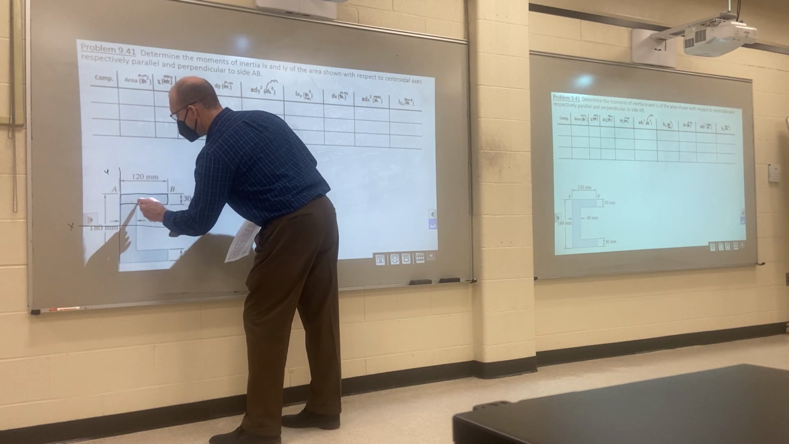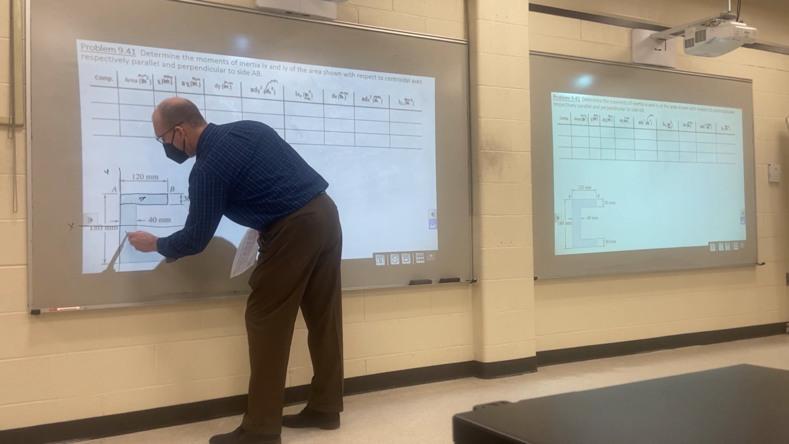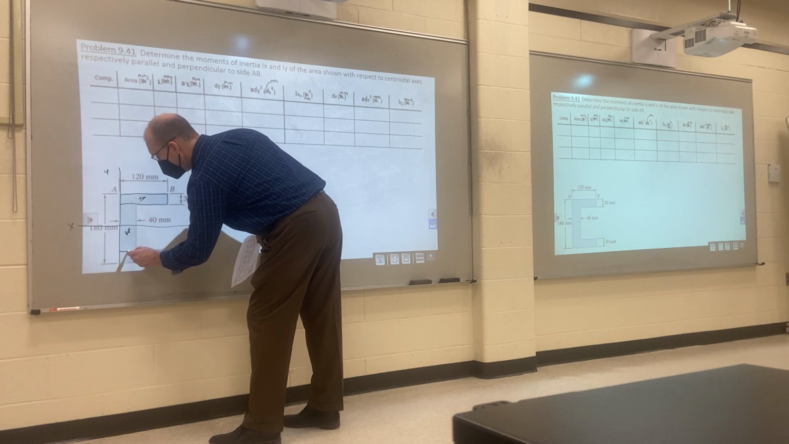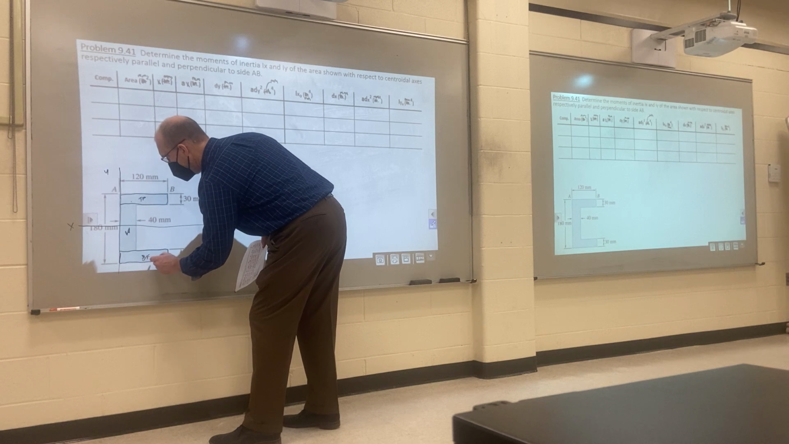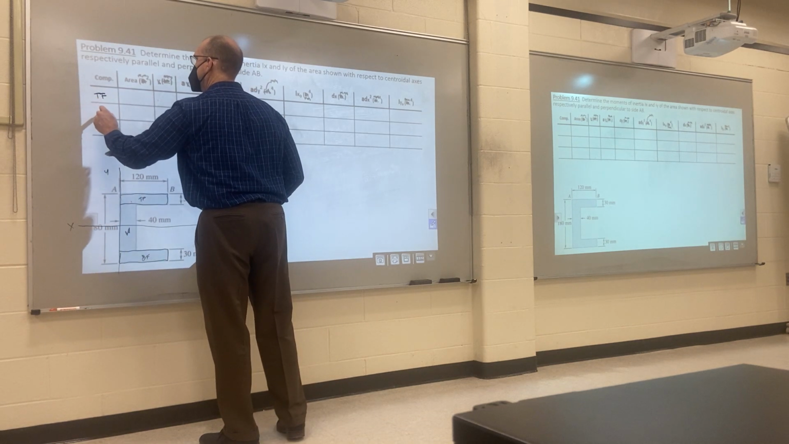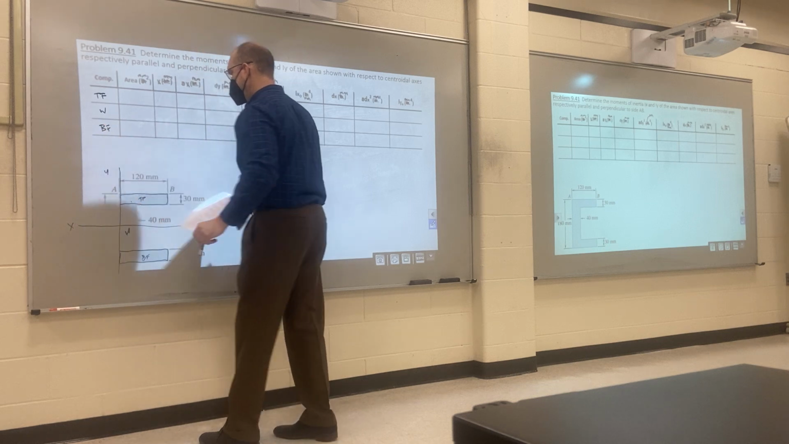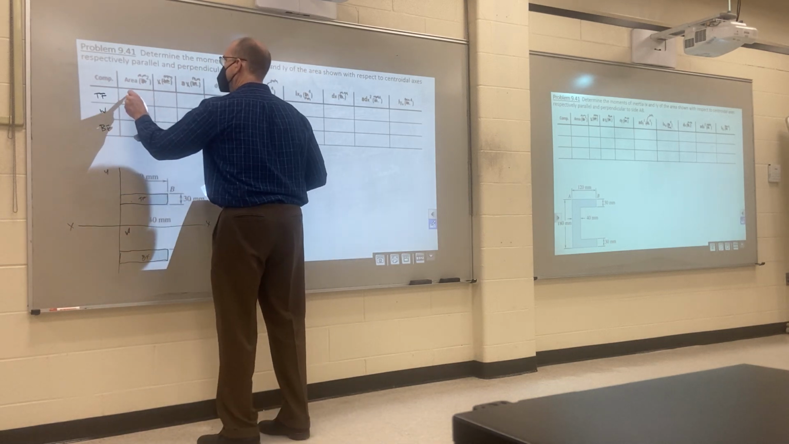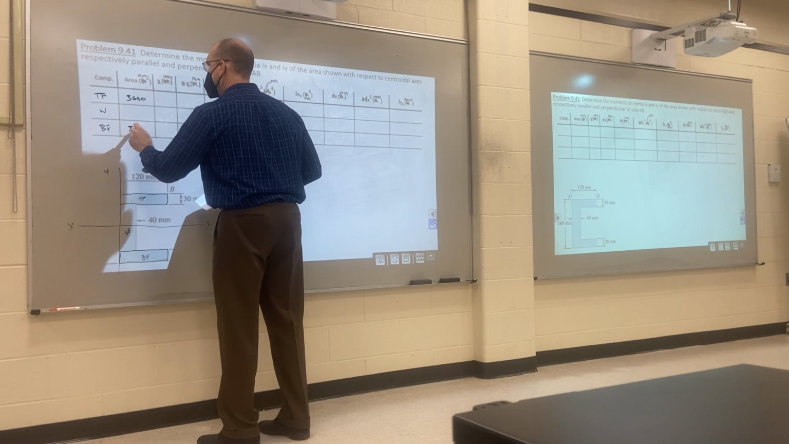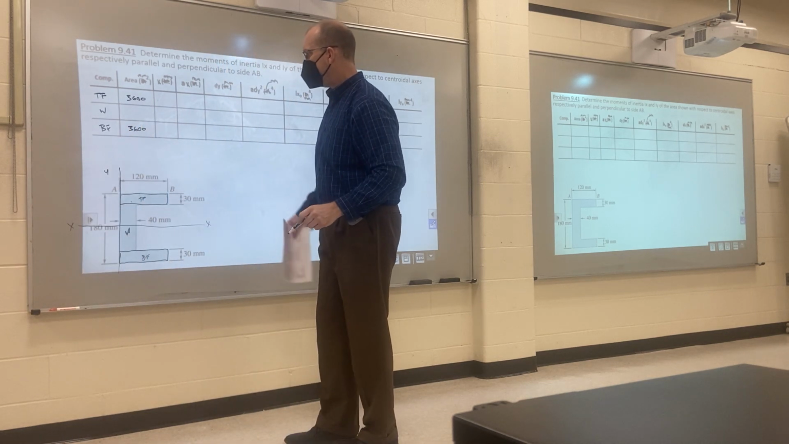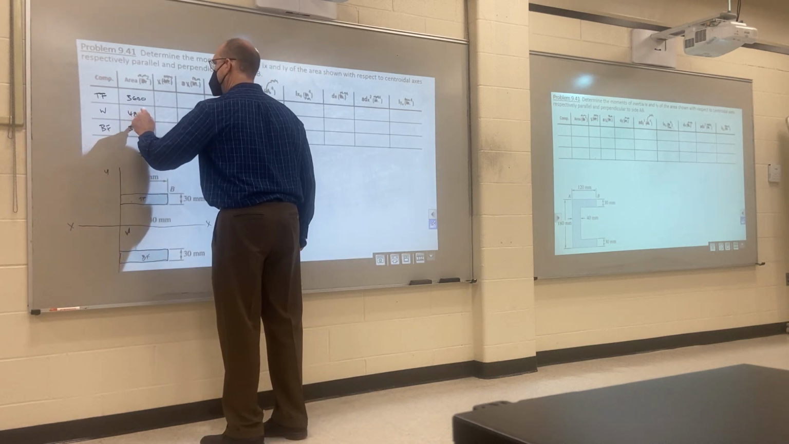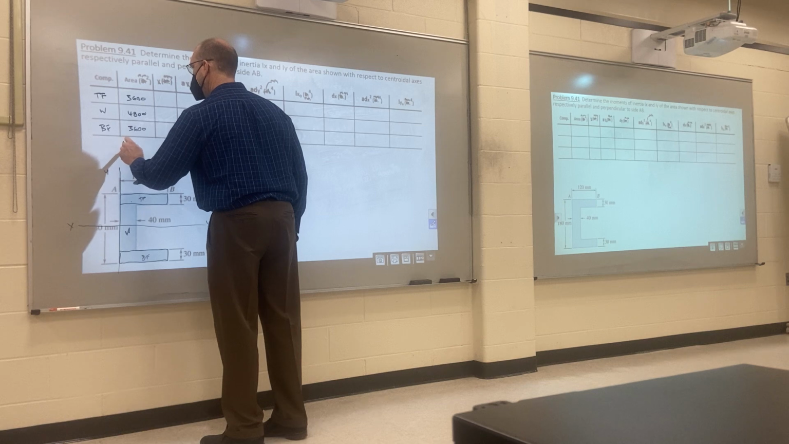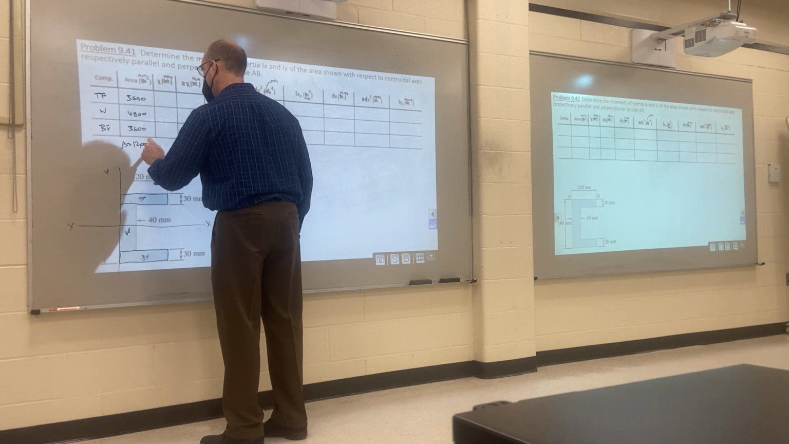consisting of, let's call it TF, the top flange. That's my web, and I'll call this BF, the bottom flange. TF, W, BF, right? 120 by 30, it's 3600 for both the top and bottom flanges, and the web is 40 by 120, so it's 4800. I sum them up to get the total area, and it's 12,000 millimeters squared.